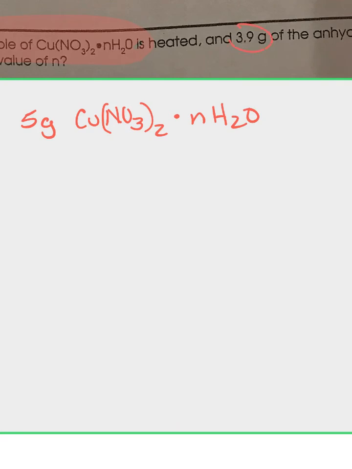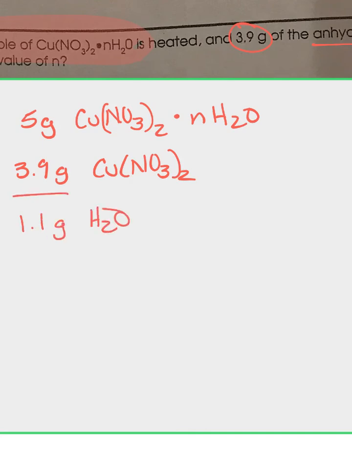They also tell you of 3.9 grams of the anhydrous salt. 3.9 grams of just the salt. That means anhydrous means no water is attached. If you have those two numbers, you can figure out how much water you have, and that happens to be 1.1 gram of water. And I got that by simply subtracting these two. 5 minus 3.9 gave me the water. Because remember, this number and this number have to add to 5 grams. Right, now, let's figure out what the N is.